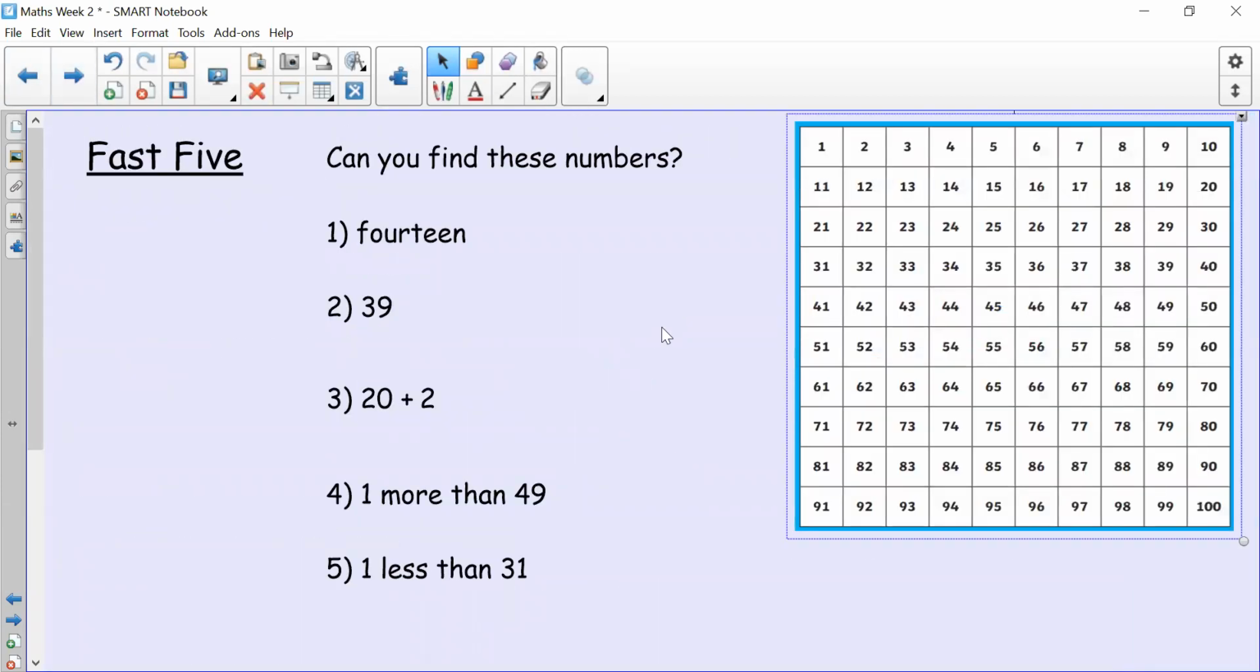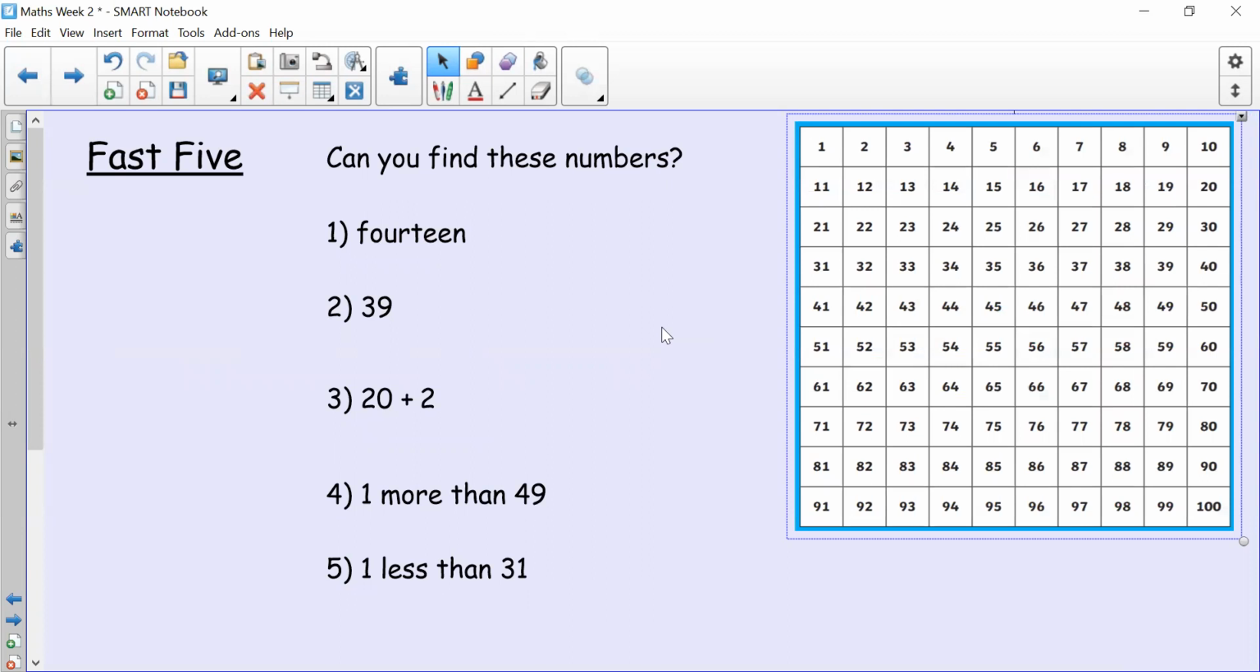So let's start with our fast five questions. It's all about finding numbers on the 100 square today, but it's not as simple as it might sound because it's not just numerals. We've got some number words, we've got some addition in the questions as well. So pause between each question to work it out and find it, and then come back at the end and we'll see if we can find all those numbers.